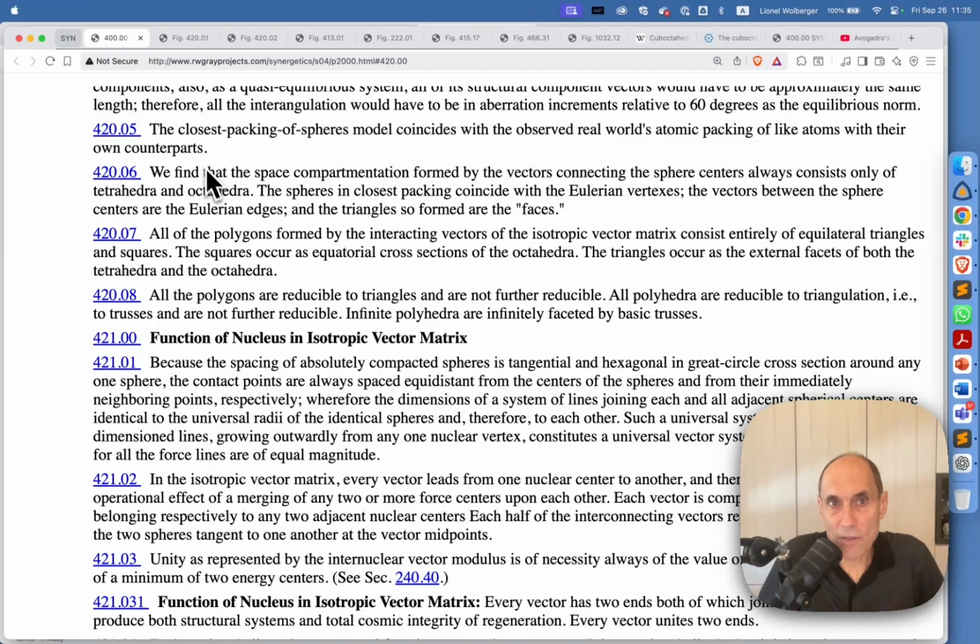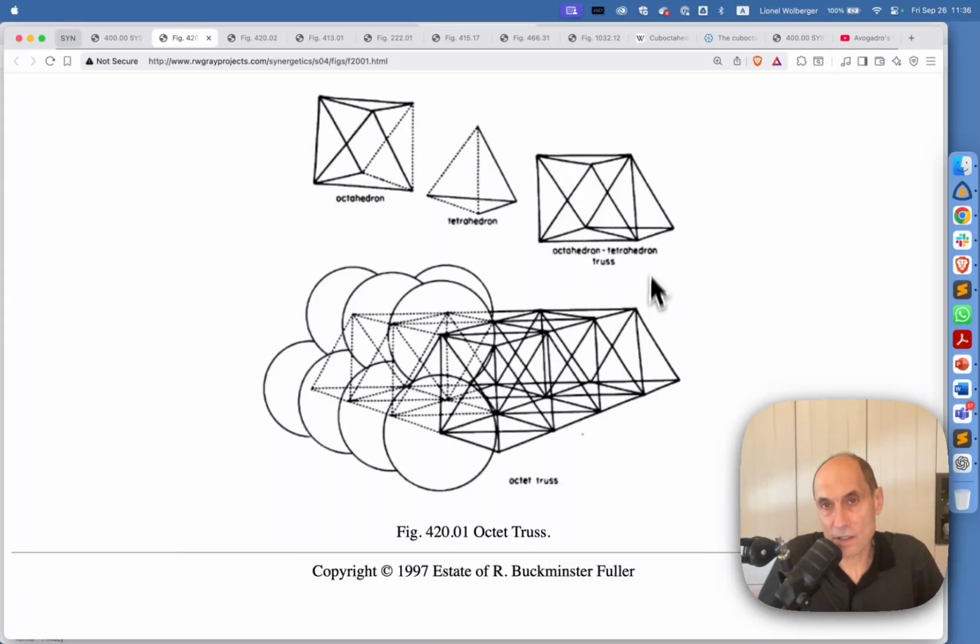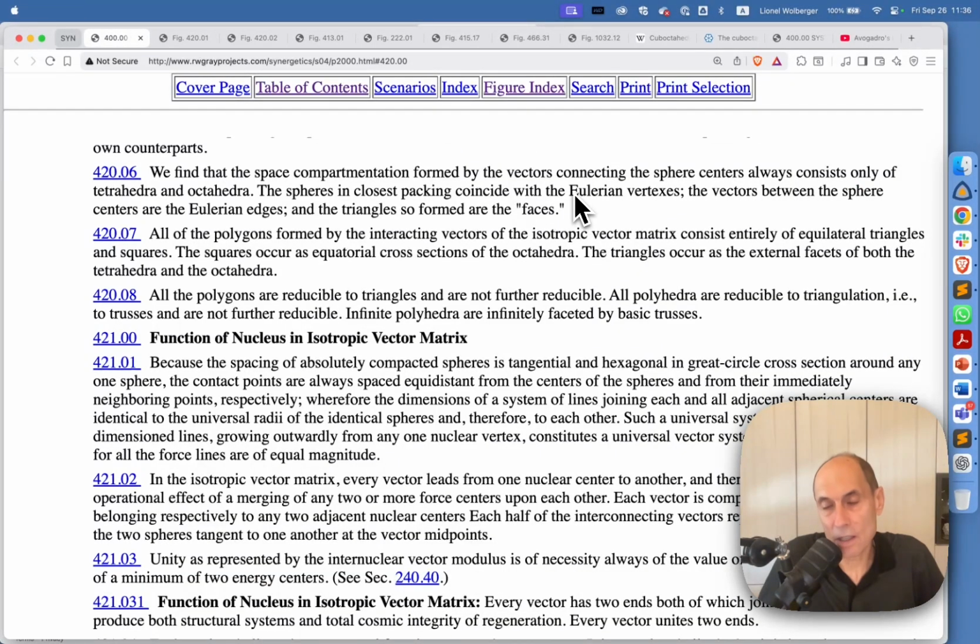Section 6. We find that the space compartmentation formed by the vectors connecting the sphere centers always consists only of tetrahedra and octahedra. The spheres in closest packing coincide with the Eulerian vertices. The vectors between the sphere centers are the Eulerian edges, and the triangles so formed are the faces. Faces is in quotes because the faces don't actually exist. Fuller will prefer to call them windows because they're open space. And that's Euler, meaning traditional geometry.